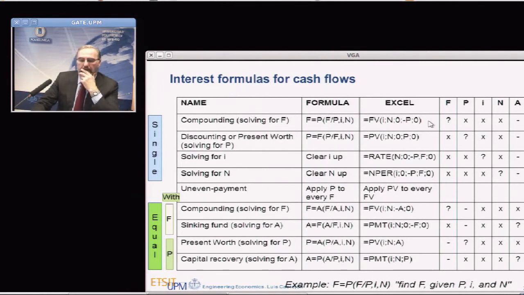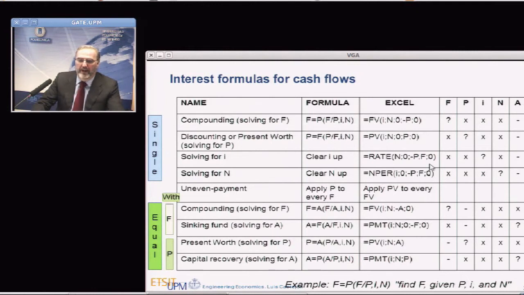Okay, so as you see, this table can be read in columns as, for example, the formula F equal to P factor of F/P, I, N is read like that: find F, given P, I, and N.